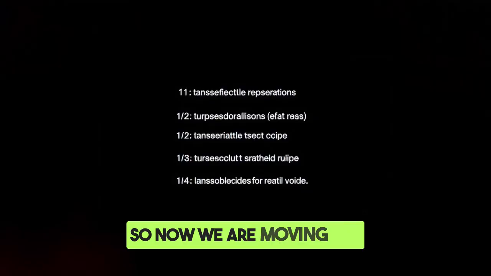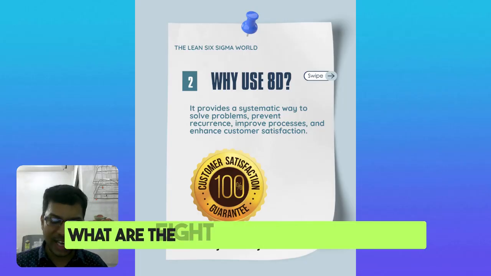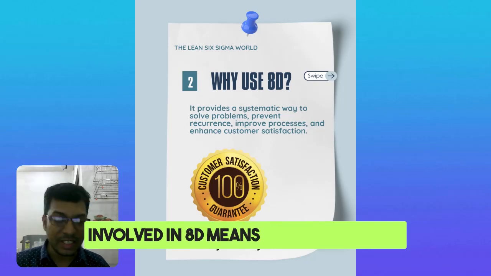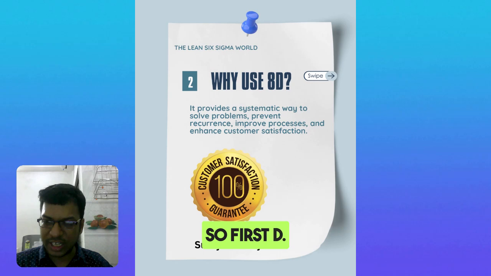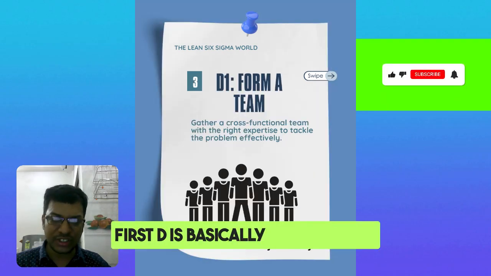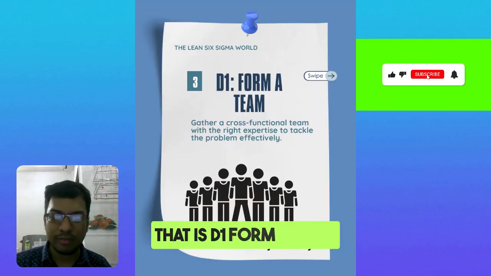So, now we are moving into the 8 different steps. What are the 8 different steps that are involved in 8D, meaning 8 disciplines? So, the first D is basically form a team. That is D1. Form a team.